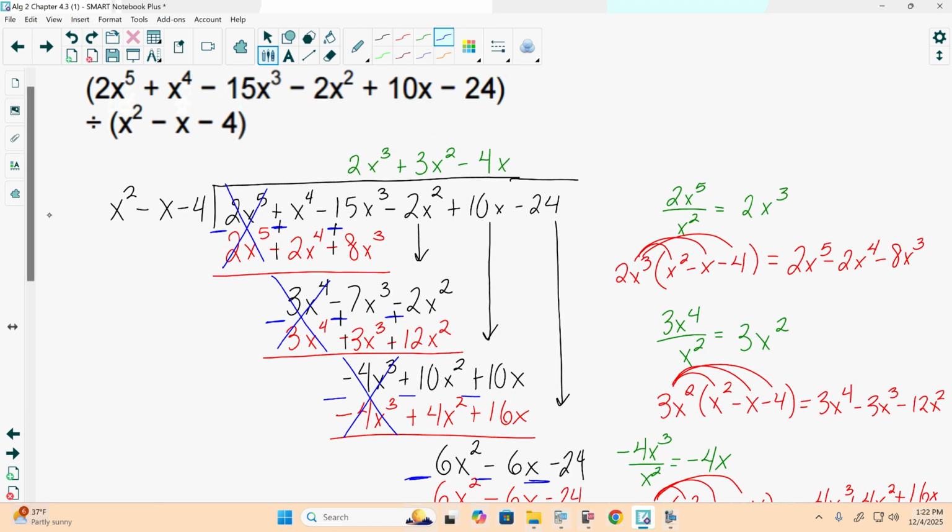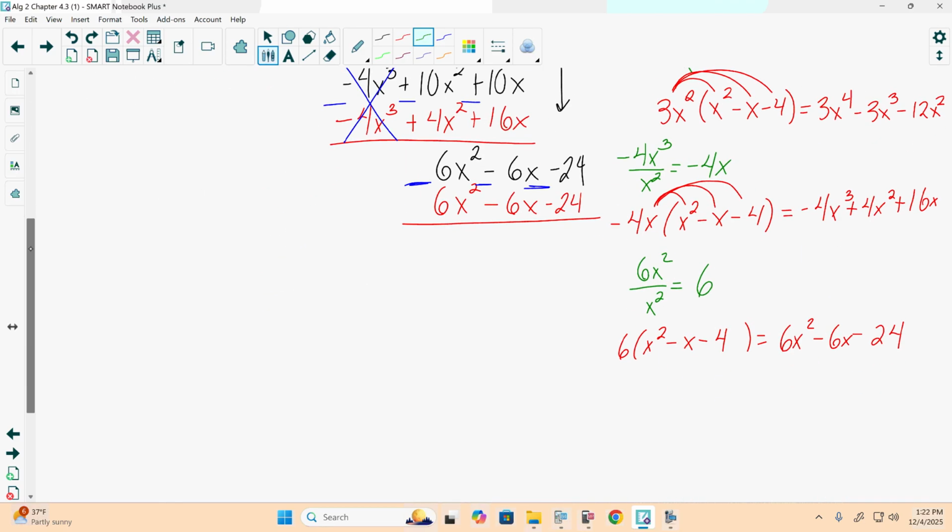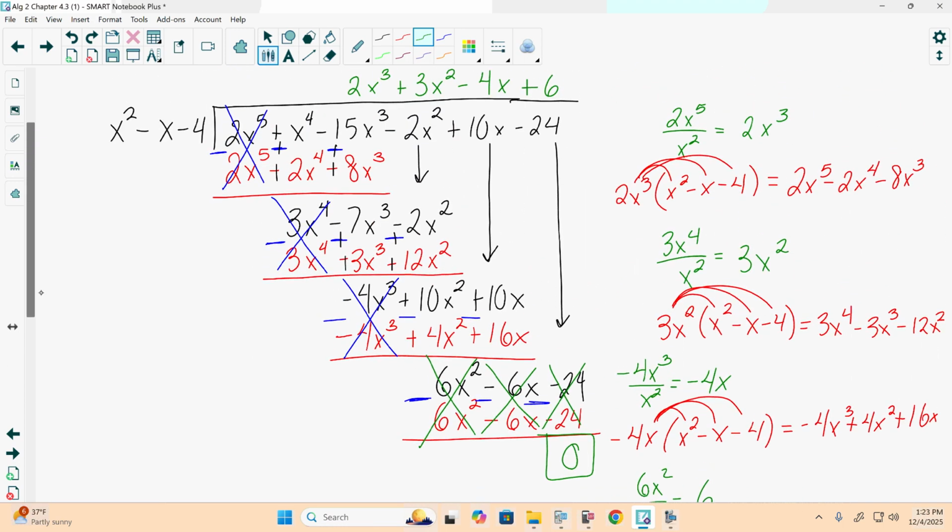Before I get too far, we'll put the plus 6 up here. 6x squared minus 6x squared is 0, yes? We've had that all the way up to this on all of them. Let's look at the next one. Negative 6x minus negative 6x is 0. That's fine. Negative 24 minus negative 24. So our remainder is 0, yes?